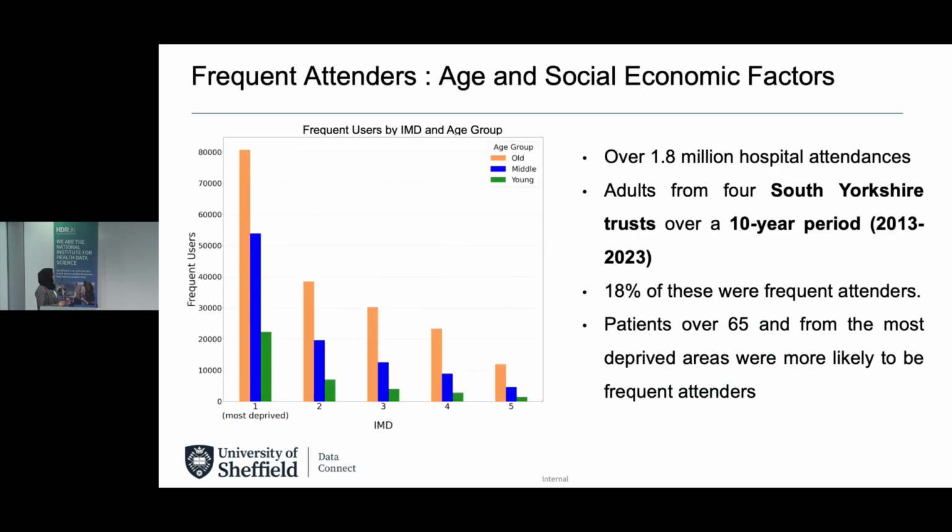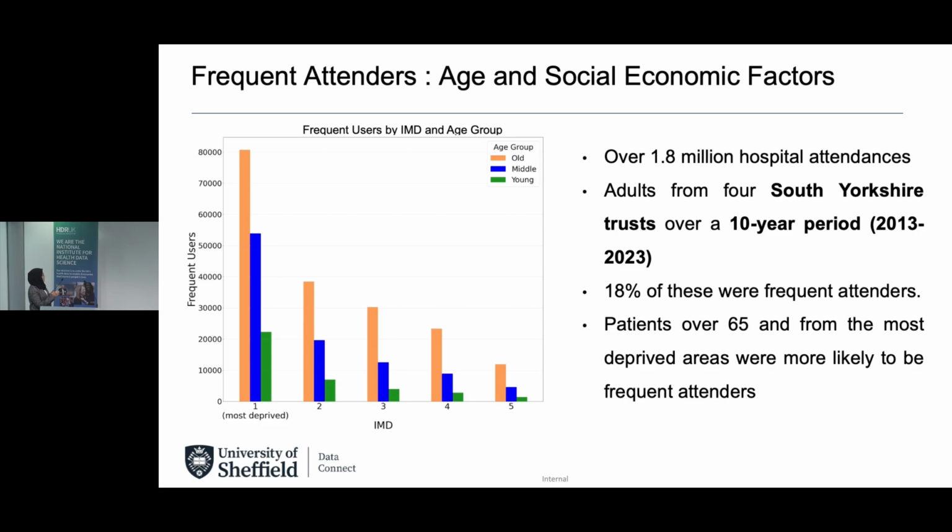So starting with our frequent users exploration, for this task, we limited our cohort to the South Yorkshire trust. There are 4 trusts that we have focused on. It's about 1.8 million hospital attendances. We focus on the adults, which are 18 plus years old, and this study was for the period of 10 years, from 2013 to 2023.